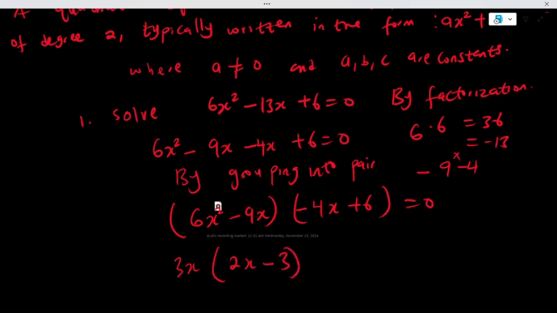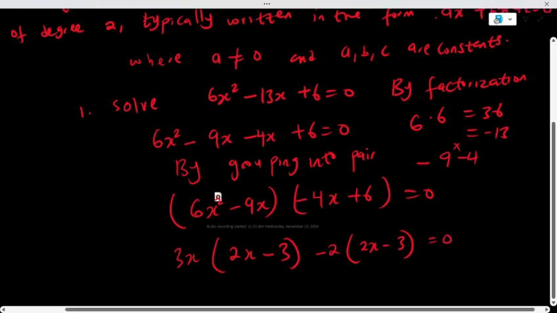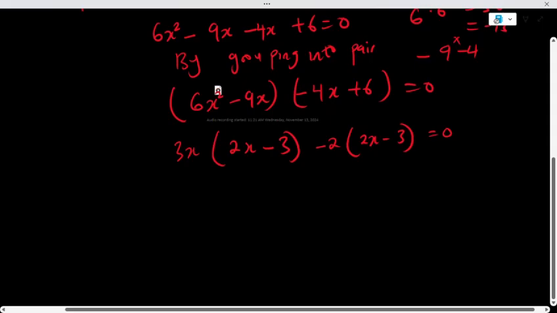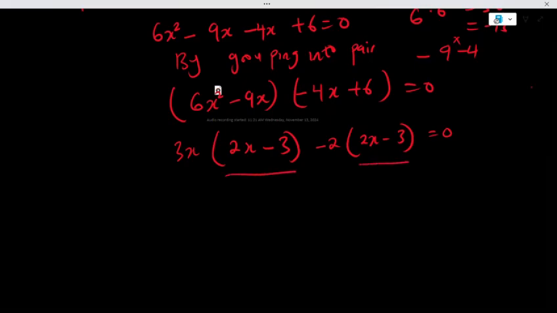From there, you have to find the common factor of minus 4x and plus 6. 2 is common between them. We have 2x minus 3. If you multiply this out, minus 2 times 2x, we have minus 4x. Minus times minus, we have plus. 2 times 6 is 12. So from here, if you look at this and this, they are the same thing.